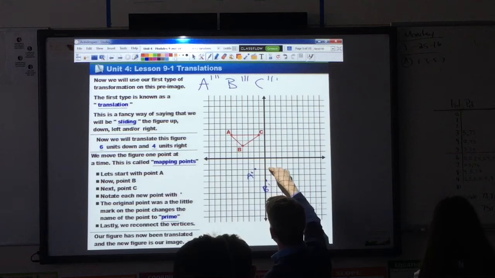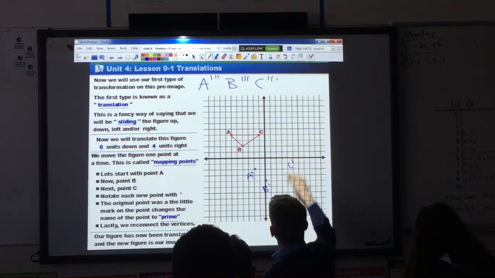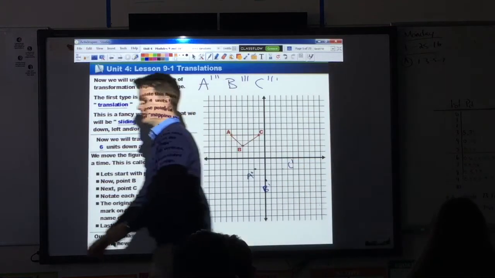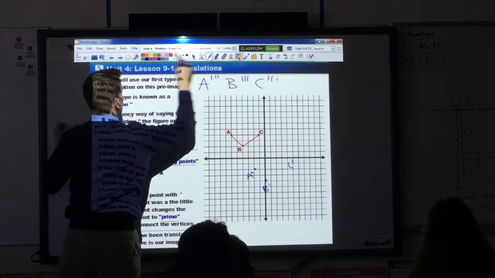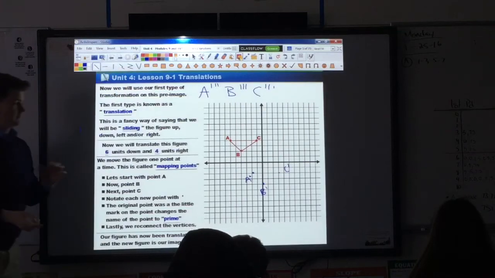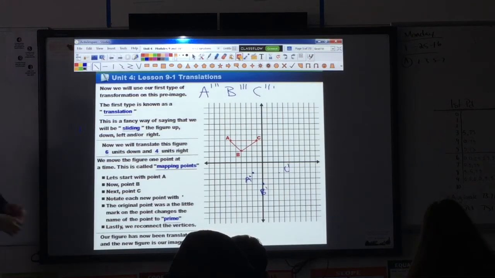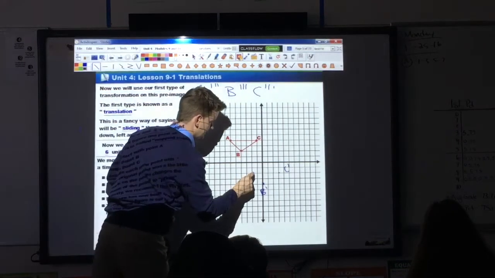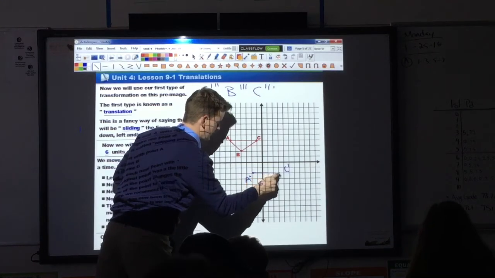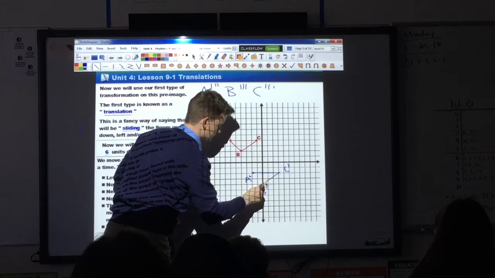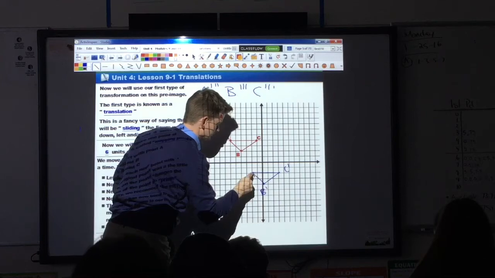Right, 4. 1, 2, 3, 4. And that is going to be C prime. All right. And once we translated all the points, we simply go back and reconnect them with lines.